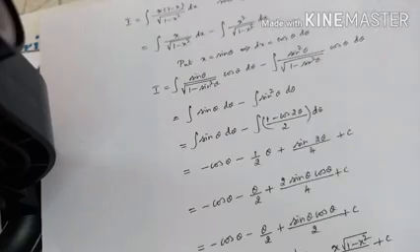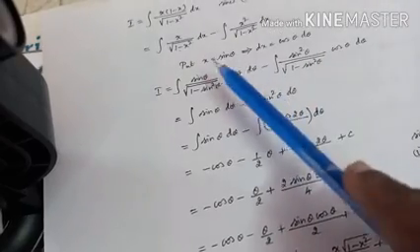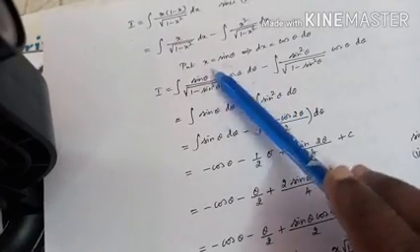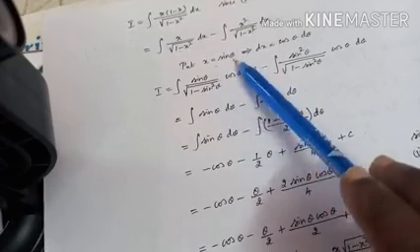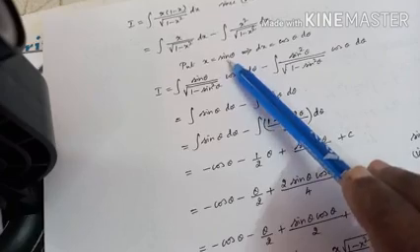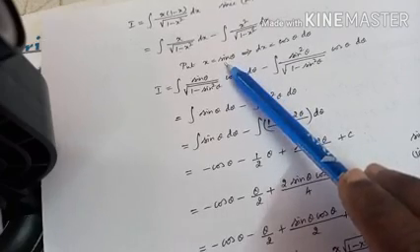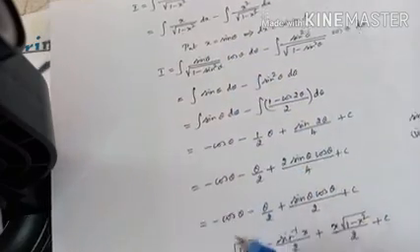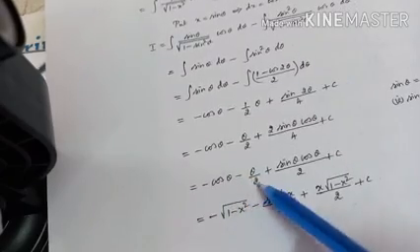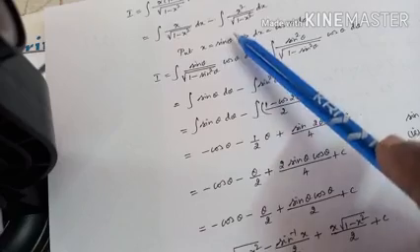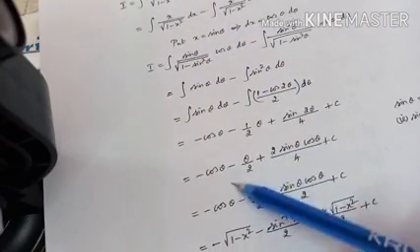So in order to get the answer in x, let us use this trigonometric substitution, x equal to sin theta. We use this trigonometric substitution and hence we find the answer: when x is sin theta, theta is sin inverse of x.